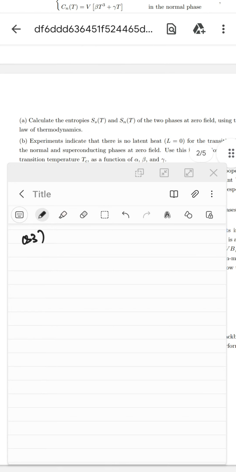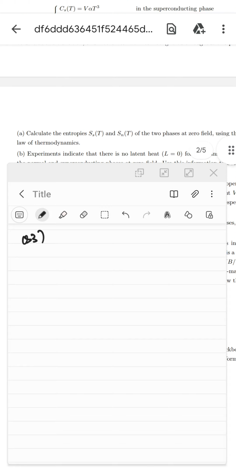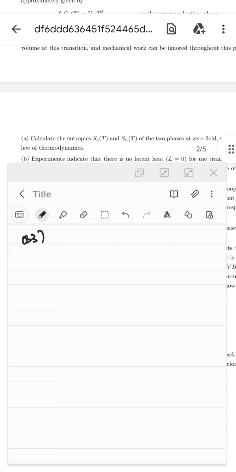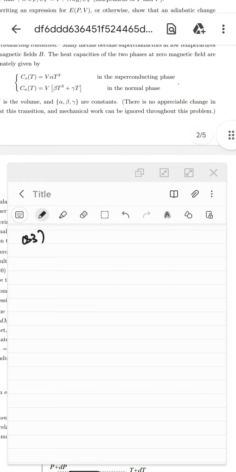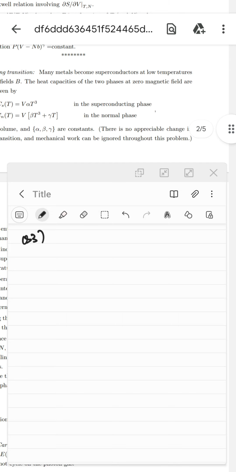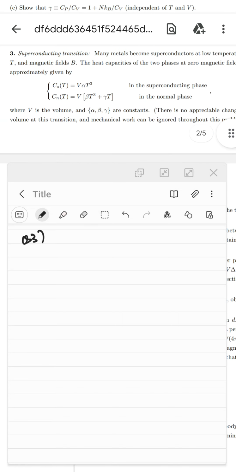Fine, so we want to calculate the entropies of the two phases at zero field using the third law of thermodynamics. Oof. Thought so. Fine, so the superconducting phase and the normal phase. Are you serious? Like, you haven't given us the transition, have you? Many metals become superconductors at low temperature and magnetic field.